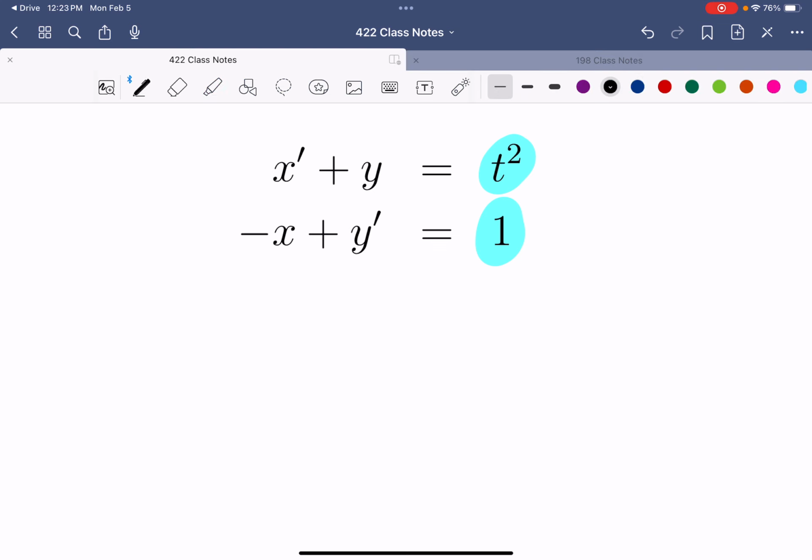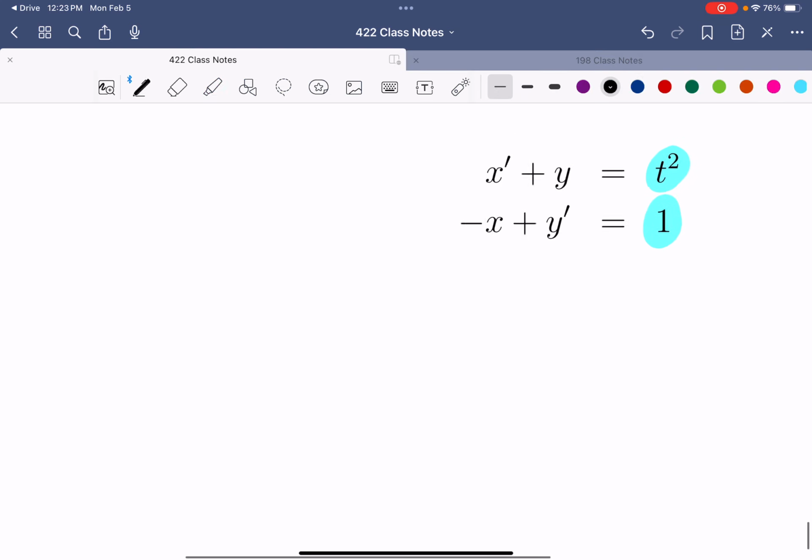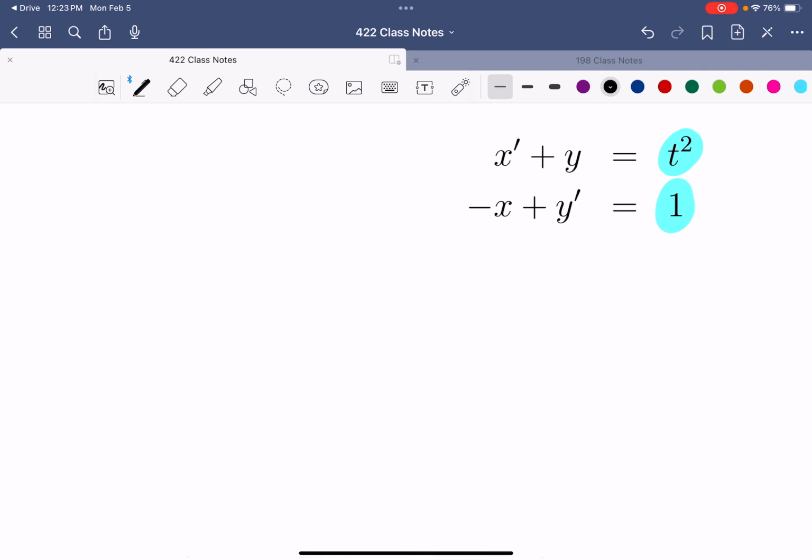So the way that we handle this is the same way that we would handle non-homogeneous for a higher order equation, which means we're going to solve the homogeneous version first. So I'm going to do two things to start. I'm going to go ahead and switch to operator notation. So I'm going to turn my primes to D's, and then I'm going to turn the t squared and the 1 into zeros. So we're going to make this Dx plus y equals 0, and we're going to make it negative x plus Dy equals 0. And we're going to solve this system first.